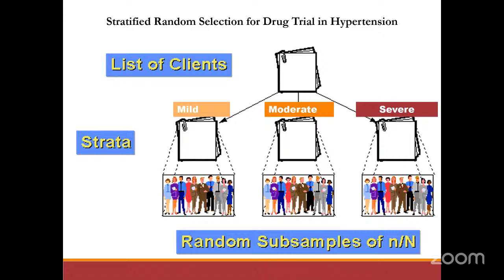You can see this picture. Suppose a case of hypertension. In some groups there are mild cases, groups with moderate cases, and groups with severe cases. So we will collect samples from the mild cases, from the moderate cases, and from the severe cases. After that we will collect their information. So this is basically the stratum. Mild is a stratum, moderate is a stratum, severe is a stratum. So it is called stratified random sampling. After that, next slide.